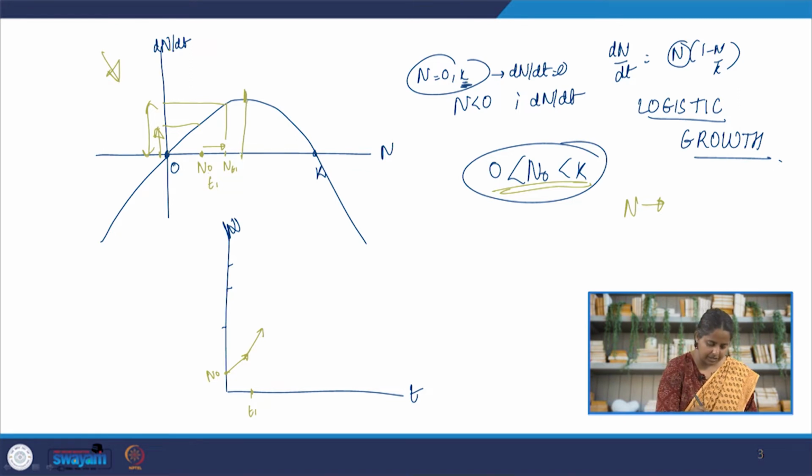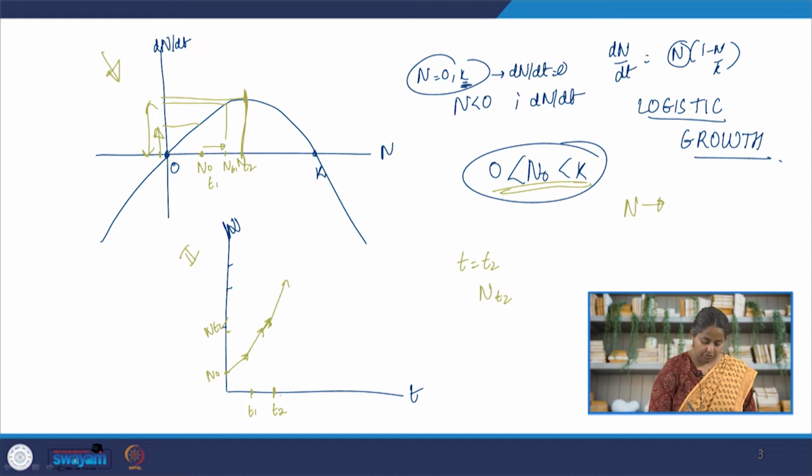So let us say we reach here at time t equal to t2. We reach a population of N at t2 here. Notice that dN/dt has maxed out, it has peaked. So at this particular position, the slope of the second graph would be the most steep.